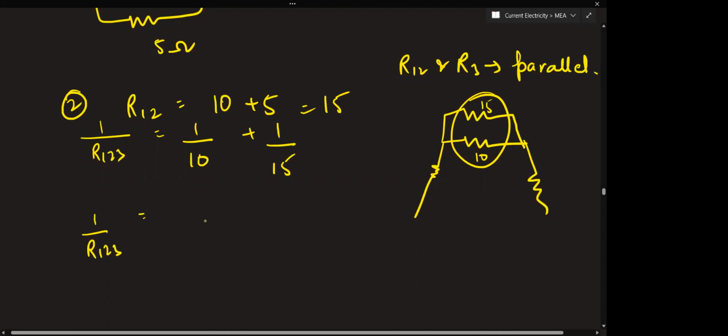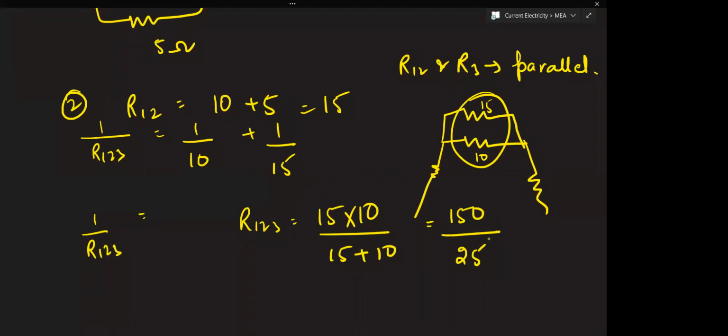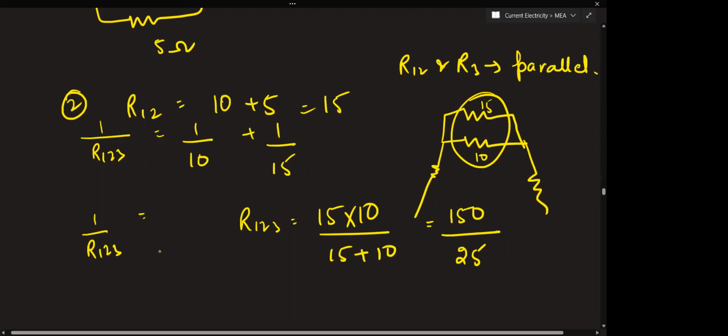All right, so you can take this LCM, or you can directly write the answer. You can directly write 15 into 10 divided by 15 plus 10, because instead of taking the LCM, it's better. So this will be 150, and this is 15 plus 10, which is 25. So you are left with 150 divided by 25. Here you can directly write the answer as 6 ohms, because if you had solved this reciprocally, you would have got 1 by 6 ohms. So you can directly write it as 6 ohms.